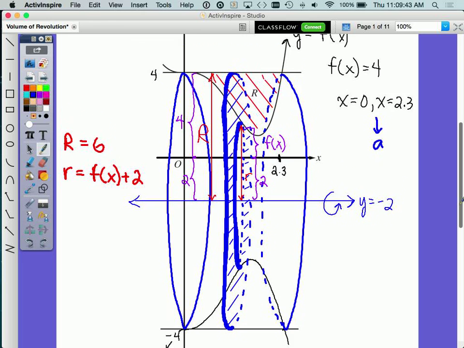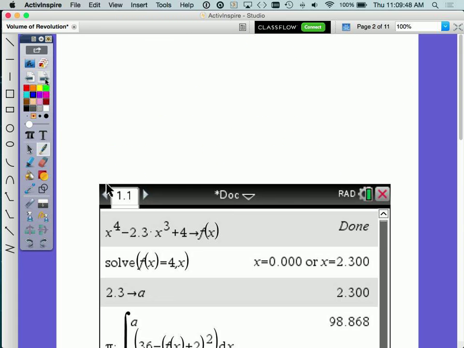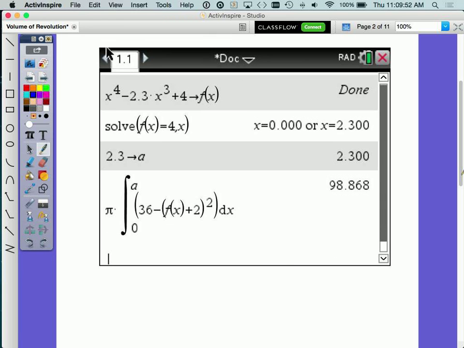When I do that, and I've taken a screenshot of what comes on the calculator, I get this. And I can see here in this first part, I've taken the function and assigned it to f at x. Then I've solved f at x equals 4, and that's where I get my 2.3 from. Then I take that 2.3 and assign it to a. In this case, it turned out to be exactly 2.3, but it won't usually.